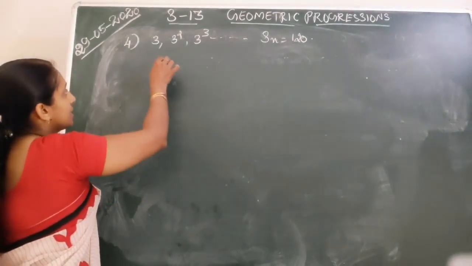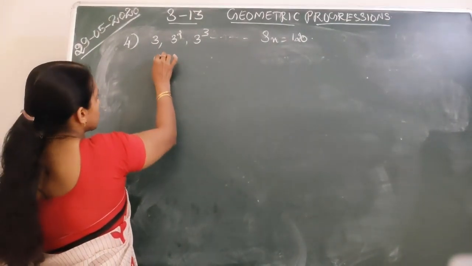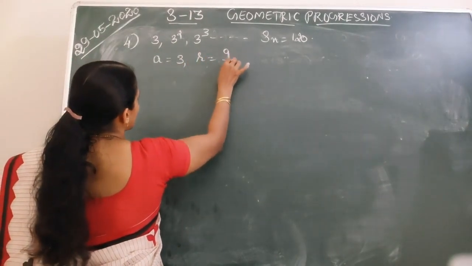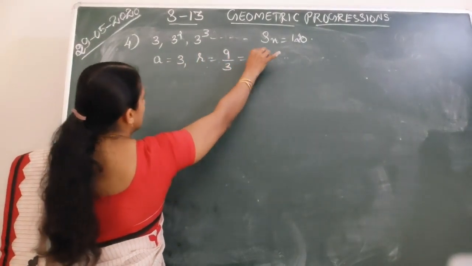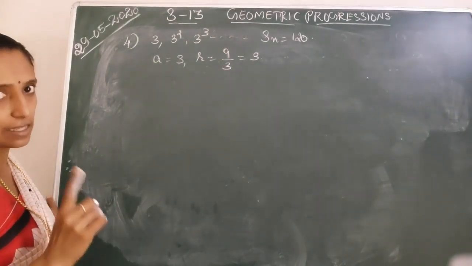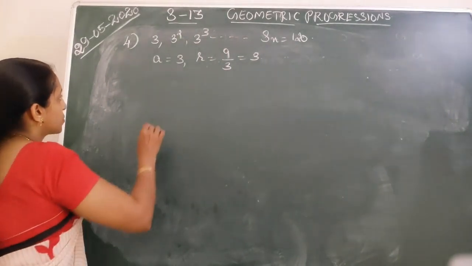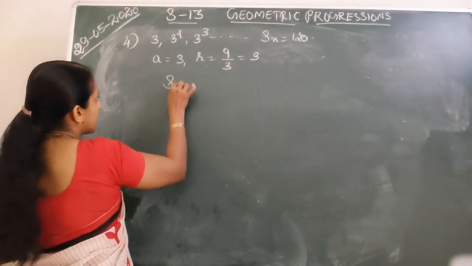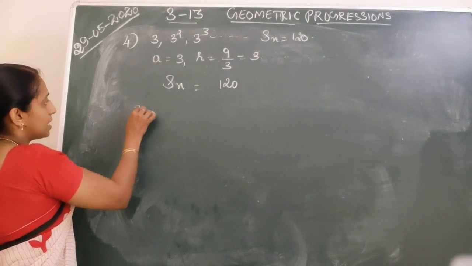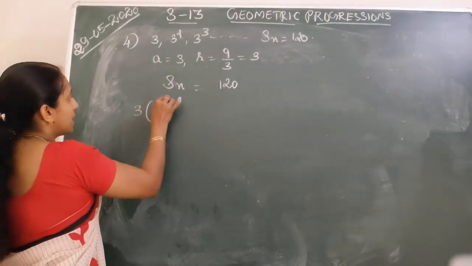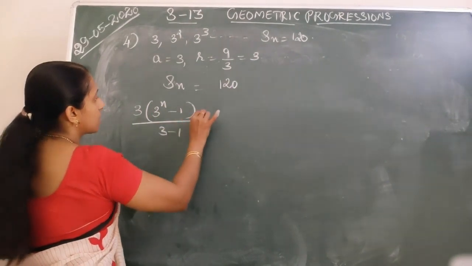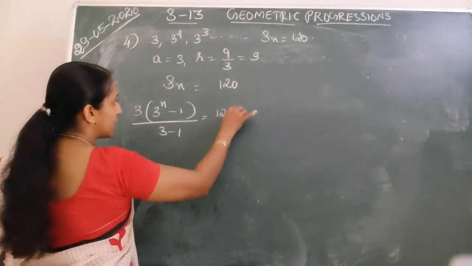And you know here a is also 3. R will be 9 by 3, so there you are getting R also 3. Now, R is greater than 1, so you will substitute it in the formula. Sn is given as 120. That is A into 3 power n minus 1 upon 3 minus 1 is equal to 120.